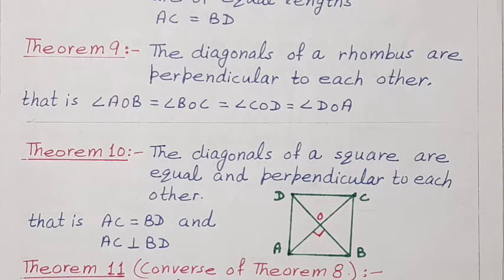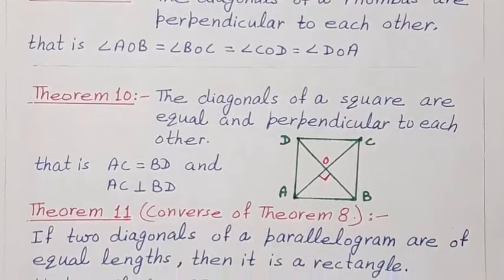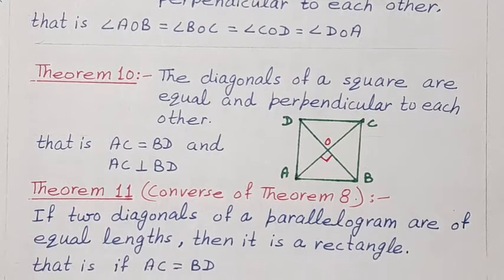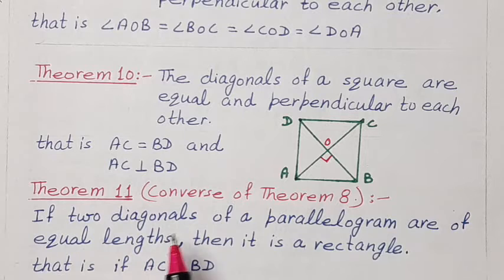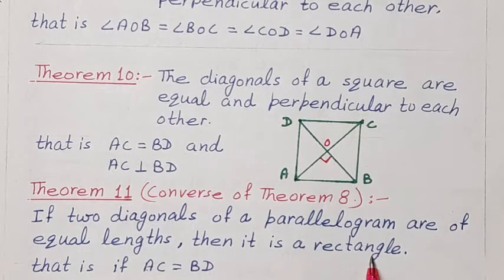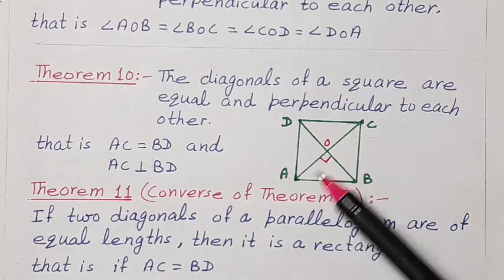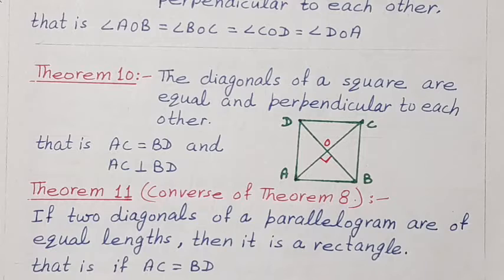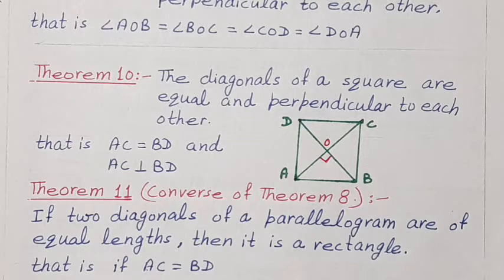Now students, theorem number 11 is just the converse of theorem number 8. That is, if two diagonals of a parallelogram are of equal lengths, then it is a rectangle. That means if both the lengths are equal, then it is a rectangle. Clear?